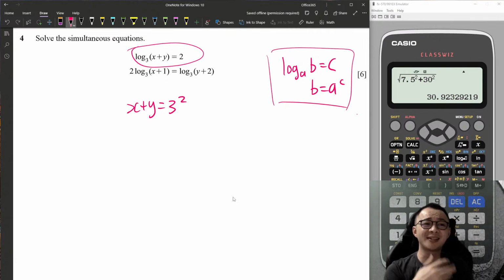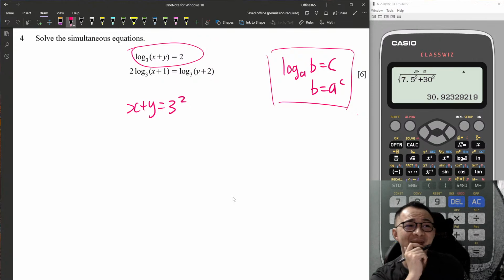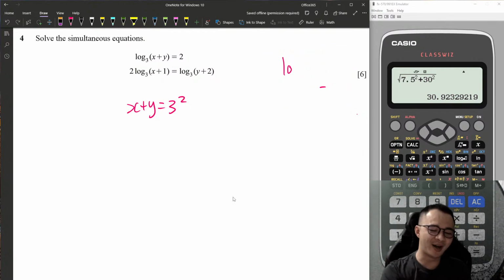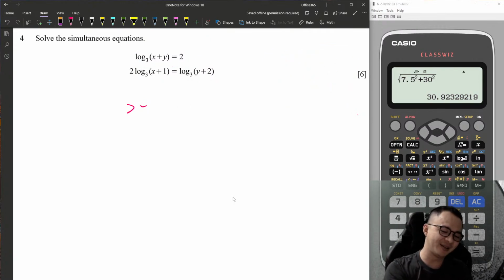Yeah, but some students just say, sir, in the exam there's no way I can memorize. These things look so complicated to me. I don't want to memorize. Is there any other way? Yes. If you don't like this one, you kind of need to do some longer way.